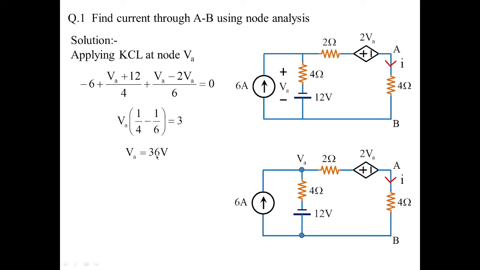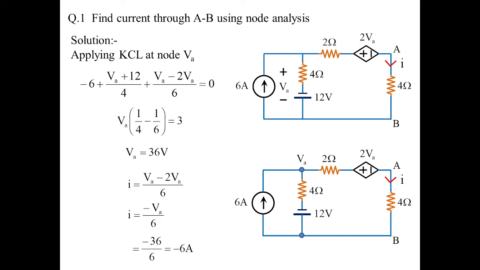Once we get the value of VA, then we can get the value of I, as I told you, (VA minus 2VA) by 6, which is equal to minus VA by 6. When you apply the value of VA, you get the value of current as minus 6 amperes. So you have seen that whether we use node analysis or Thevenin's theorem, we got the value of current equal to minus 6 amperes. So this is how we cross check our result.